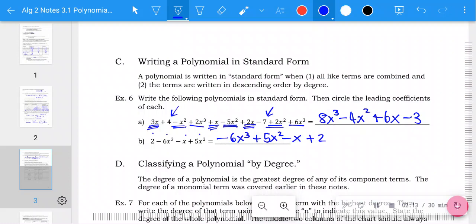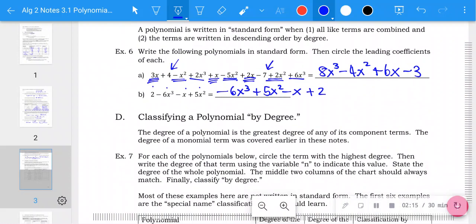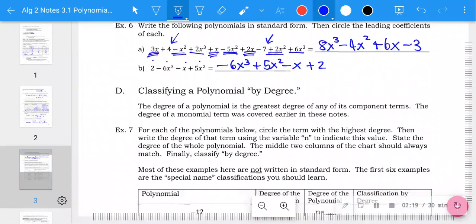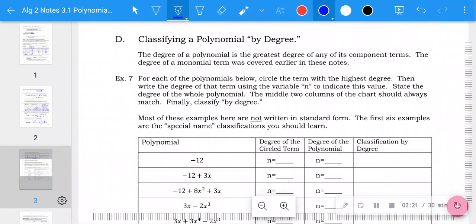You'll notice that I combined everything that I could, and that the highest exponent starts and gets progressively lower as you go down the row. So third power, second power, first power, that type of thing. Okay, now we're going to learn how to classify a polynomial by its degree. We already discussed how to do it with a monomial.